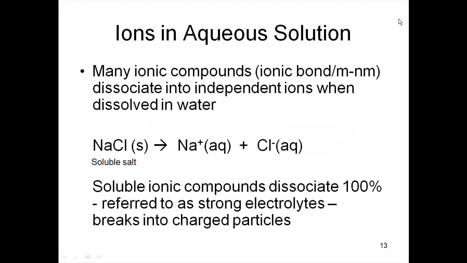Another important property that has to do with bonding, ionic versus covalent, is how ionic and molecular substances dissolve in water. Okay, this is an important thing to realize because later on, as we get to writing reactions in later chapters, we need to decide how things are going to break up or not. Many ionic compounds, meaning your ionic bond, metal, nonmetal, charged ions, dissociate into independent ions when dissolved in water.